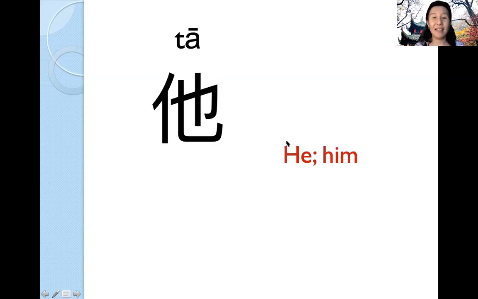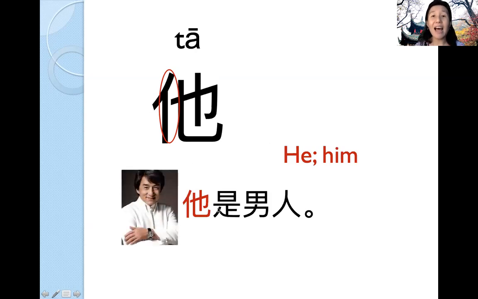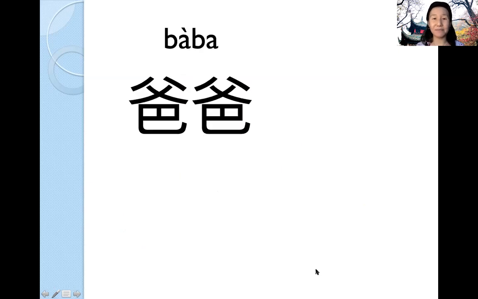他. And note that this character sounds the same as she, her, 她. The difference is that the radical is different. This is the person radical. 他是男人. He's a man. And this is our fictional character in Integrated Chinese. 他叫王鹏. His name is Wang Peng.